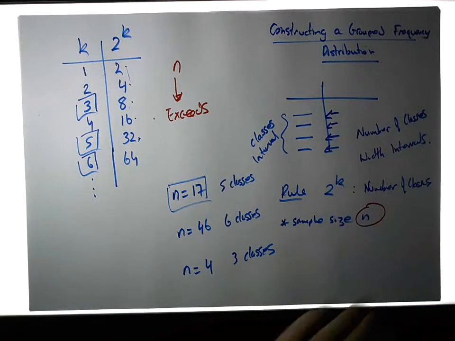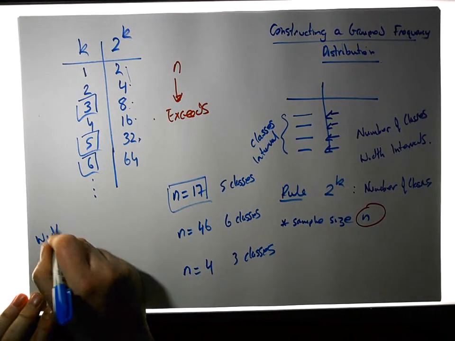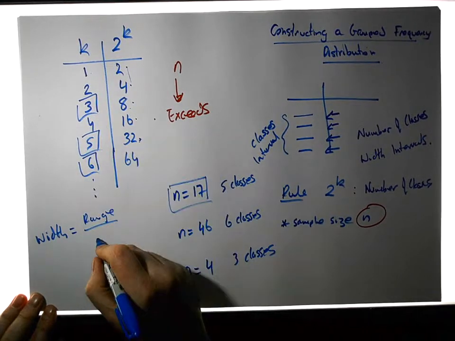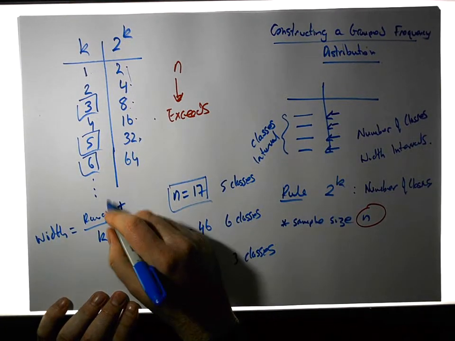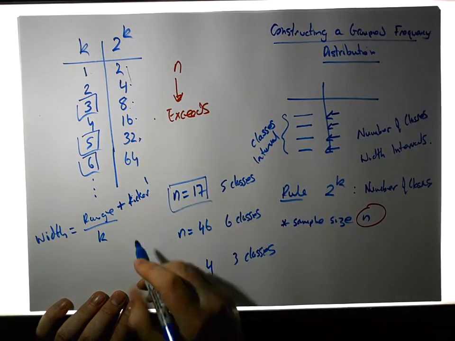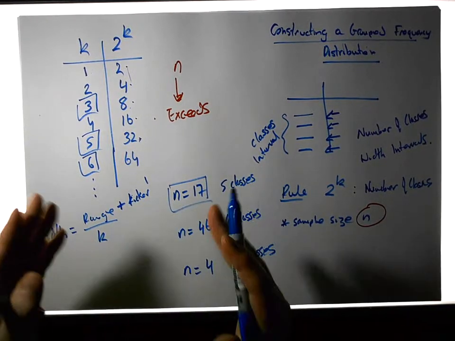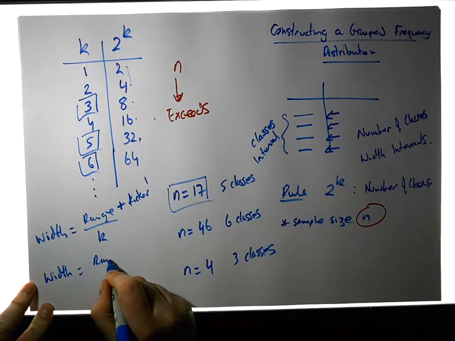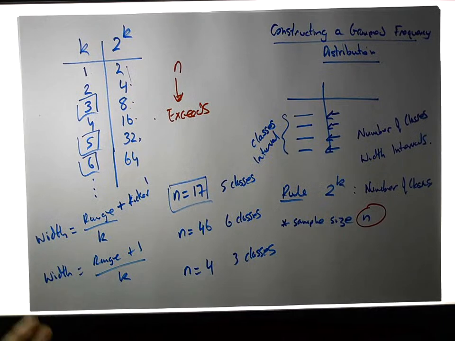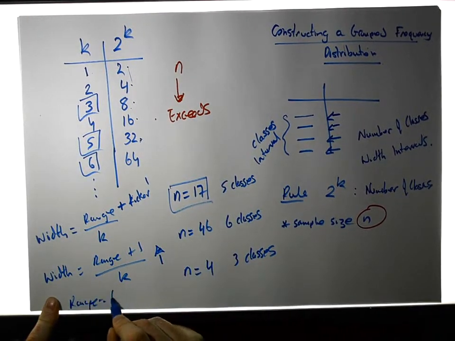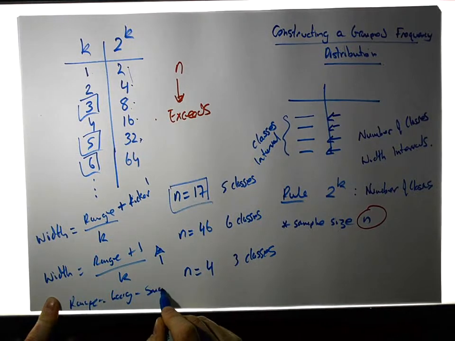What about the interval widths? Well, to calculate the widths, the width is equal to the range divided by the number of classes. Now, typically, we add on a little kicker here, which is typically 1, so that mathematically we end up with appropriate intervals. So the width of a class is equal to the range of the data set plus 1 divided by k, and then we round that up to the nearest whole number. Don't forget the range of the data set is the largest value minus the smallest value.